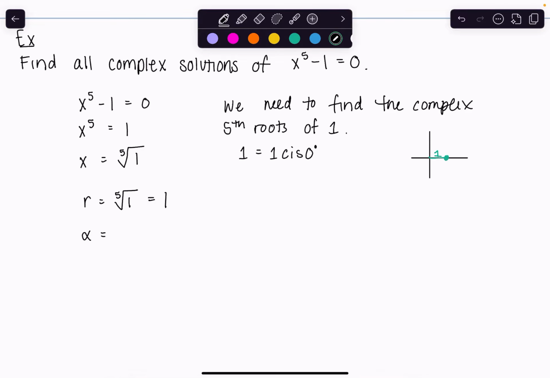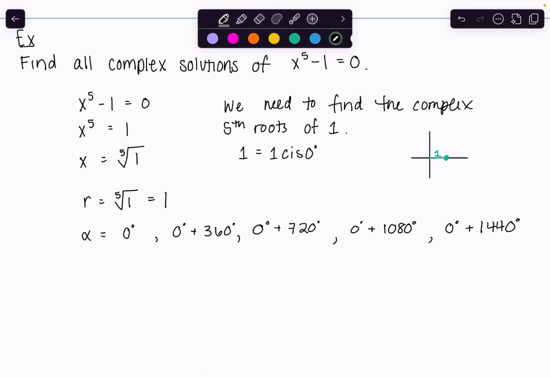And then for our alpha, we're going to have 5 different angles. The starting angle is 0. The second angle is 0 plus 360, so 1 revolution. Next angle is 0 plus 2 revolutions, which is 720. Then 0 plus 3 revolutions, that's 1080. And that gives us 1, 2, 3, 4. So I have to do this one more time. So 0 degrees, and adding 1 more 360 would give us 1440. And then I want to take all of these and divide it by 5.